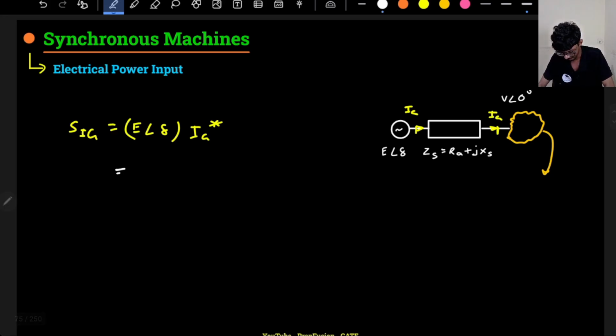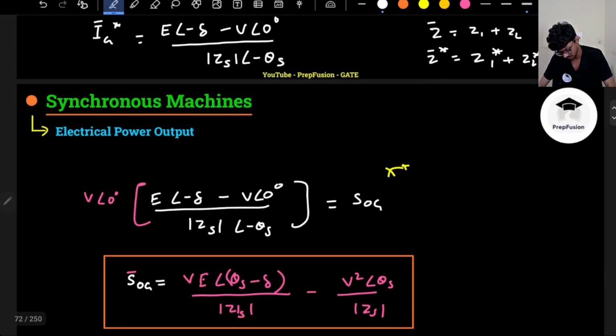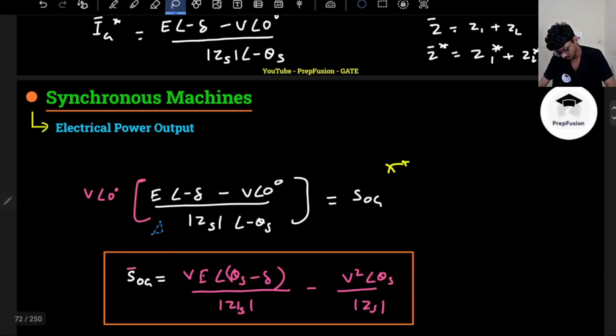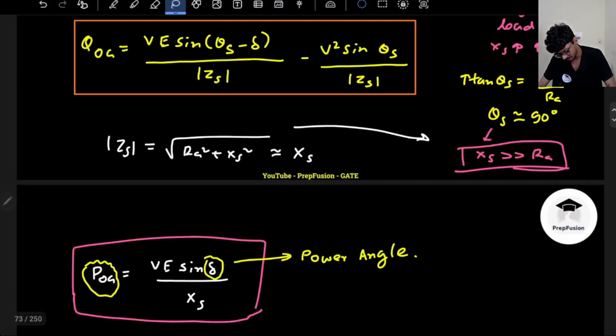Okay, so this will be Sig equals E angle delta. What is I conjugate? Same thing, right? This will not change, I have already told you. So this will be E angle minus delta, V angle 0.